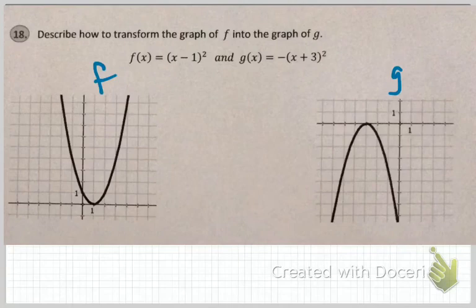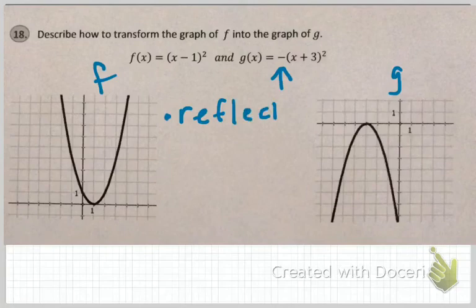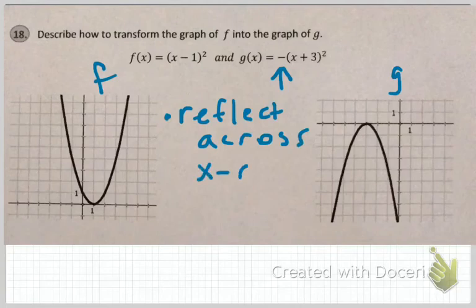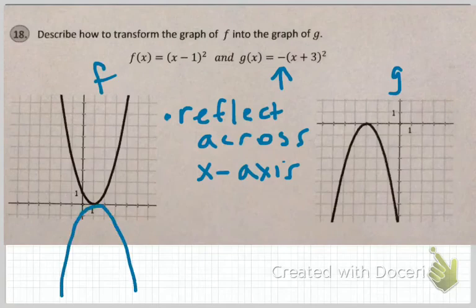Well, obviously, one obvious transformation is that g is turned upside down. So remember, what made that happen was that negative. So you can do this like as a bulleted set of explanations here. We reflect across the x-axis. All right, well, if I took f and reflected it across the x-axis, what I would end up with would be right here. So far we've taken care of the fact that it's upside down. But I need to move it from positive 1 over to negative 3, where it sits for g.